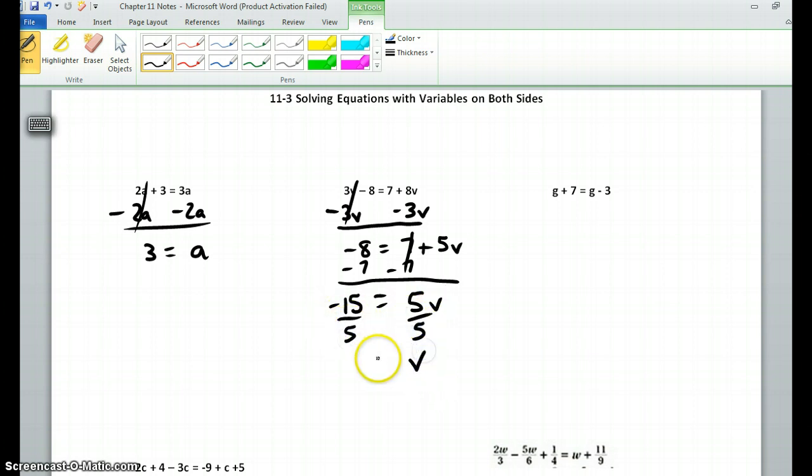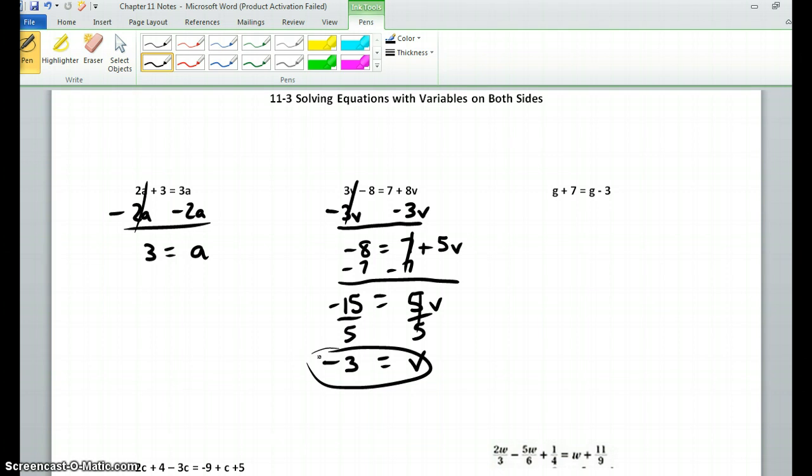So now it's a one-step equation that we can finish by dividing both sides by 5. So on the right I have v, because my 5's canceled. On the left, be careful of your signs. A negative divided by a positive is a negative. In this case, negative 3. So v equals negative 3.